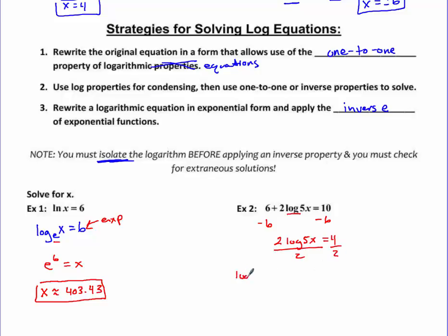So now we've got log of 5x equals 2. Well, you know that this is log base 10, right? Even though we don't write the 10. So this is 10 squared equals 5x. So 100 equals 5x. So divide both sides by 5, x equals 20.